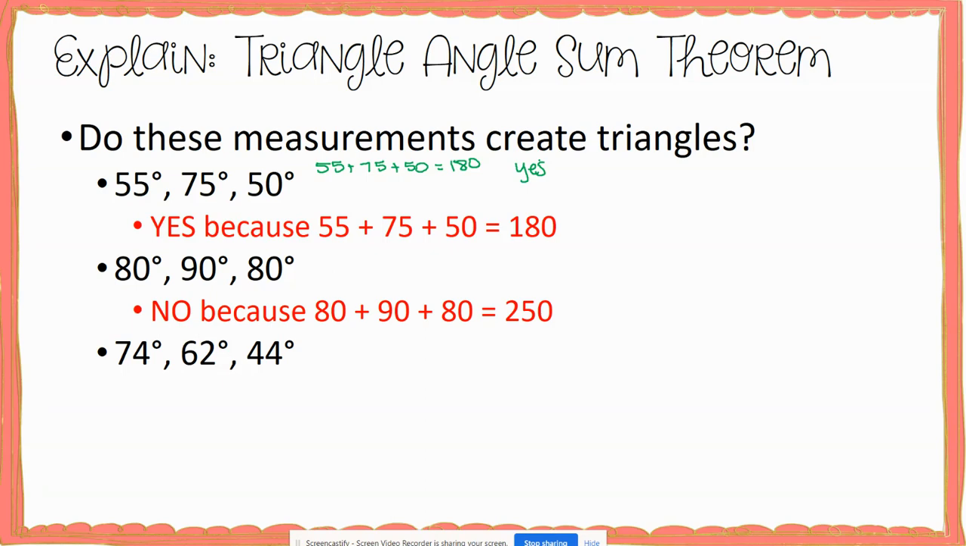We know that this does not create a triangle because when we add 80, 90, and 80, we get 250. Now try the last one.